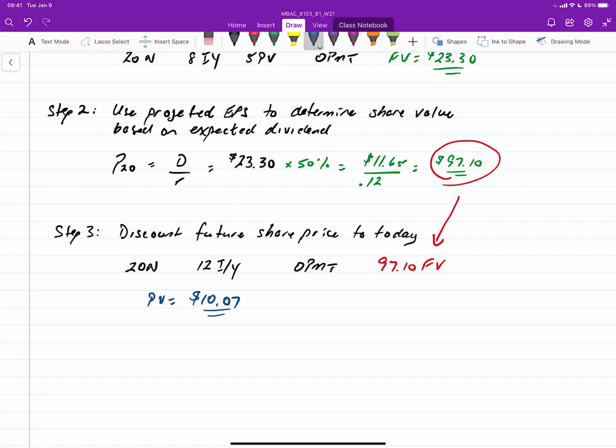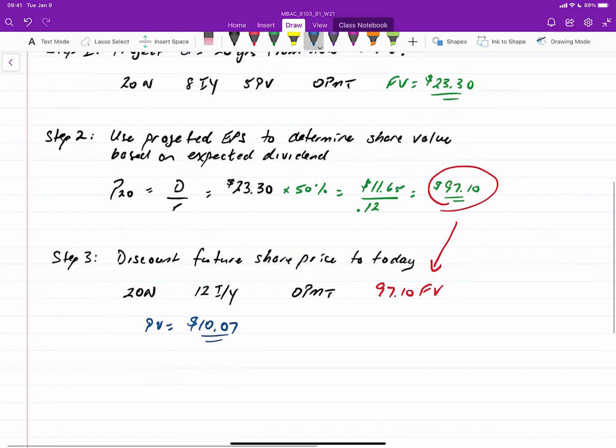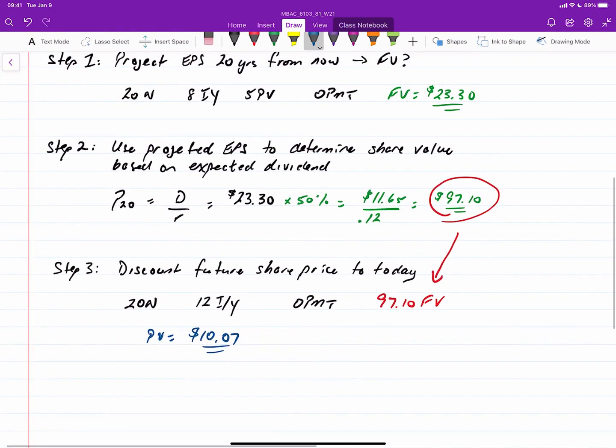And so that's what you'd pay for this share today, $10.07. You hold on to it for 20 years. The president dies, his daughter takes over, and then starts paying a perpetual dividend that's expected to be $11.65 based on the earnings per share growing at a rate of 8% over the next 20 years.